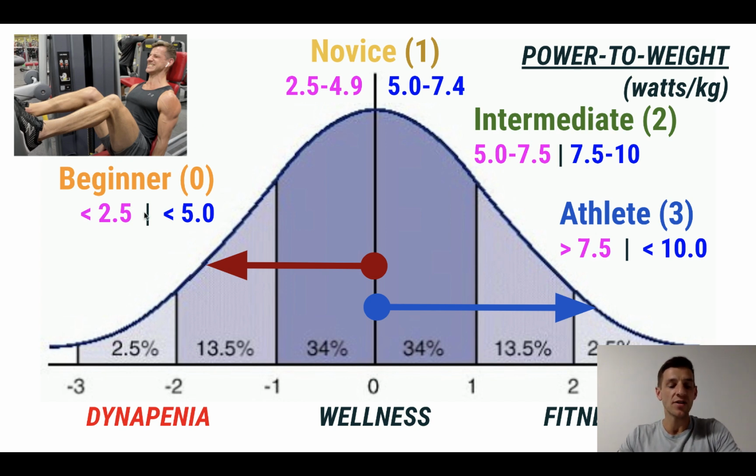So a beginner is, if you did the test and you got anything below 5, you would be scored as a beginner. And again, the reason I put beginner as deficient or pathological, I define beginner as someone who is less than healthy, because novice for me is healthy. If you have a power to weight ratio of less than 5 watts per kg as male, you're a beginner.